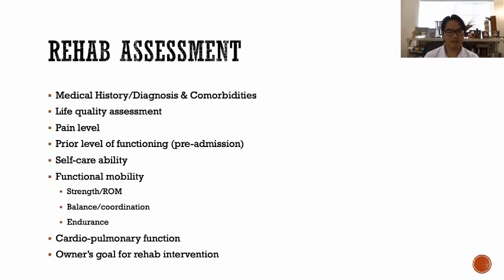Okay, and here we also need to assess their functional ability or mobility. For patients that have congestive heart failure or chronic pulmonary diseases such as asthma or pneumonia, we also need to assess their cardiopulmonary function, which we're going to talk about in the different lectures on pulmonary rehab and cardiac rehab. And the last thing that we need to know is the owner's goals for rehab interventions.